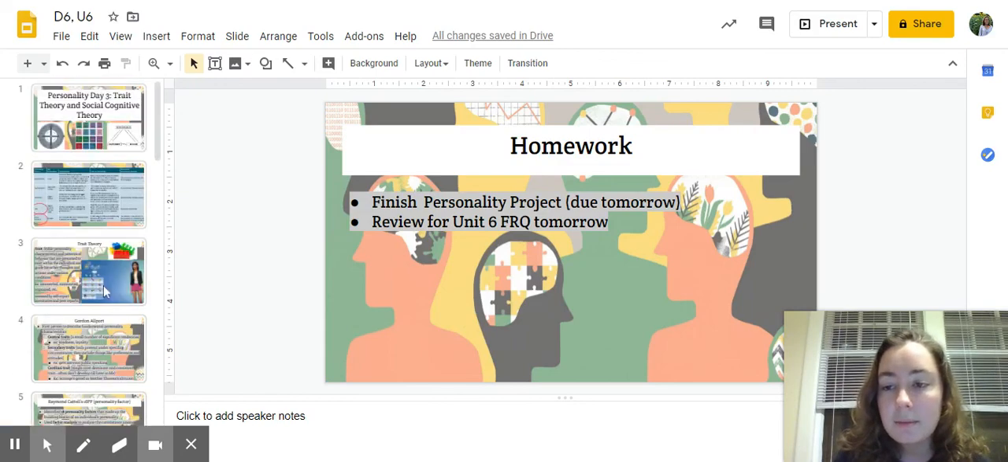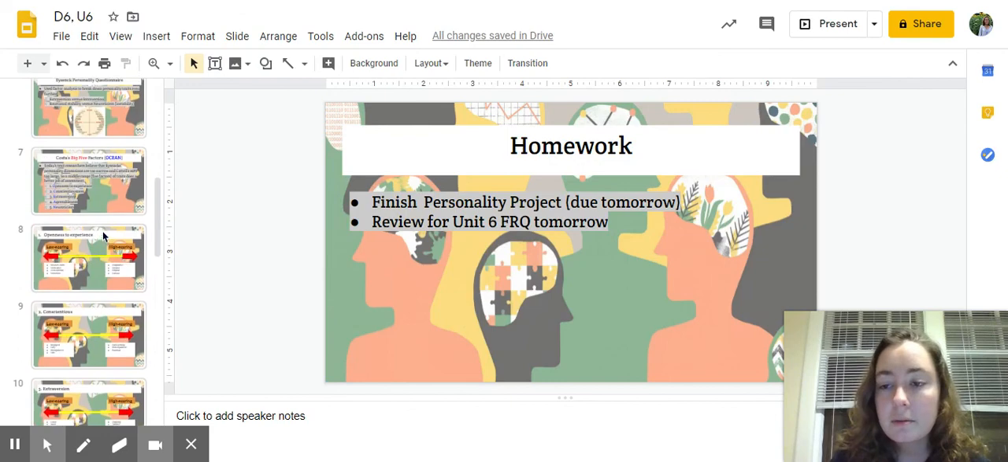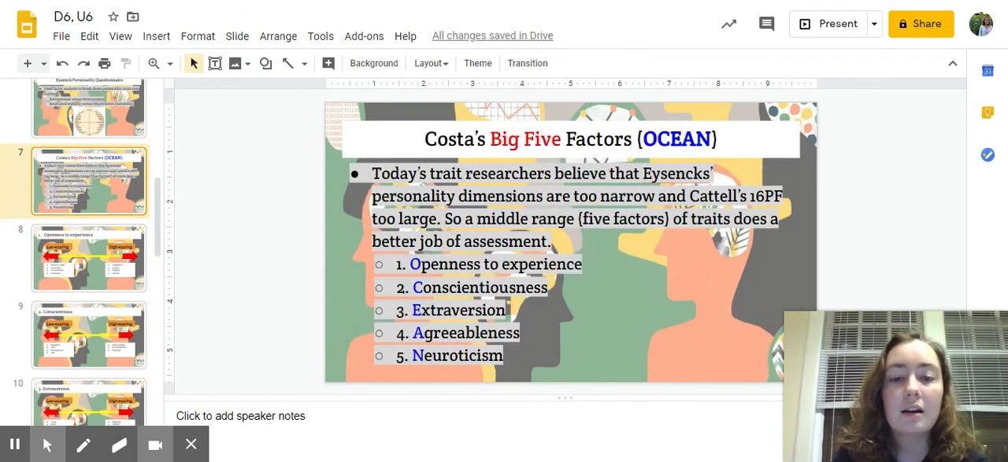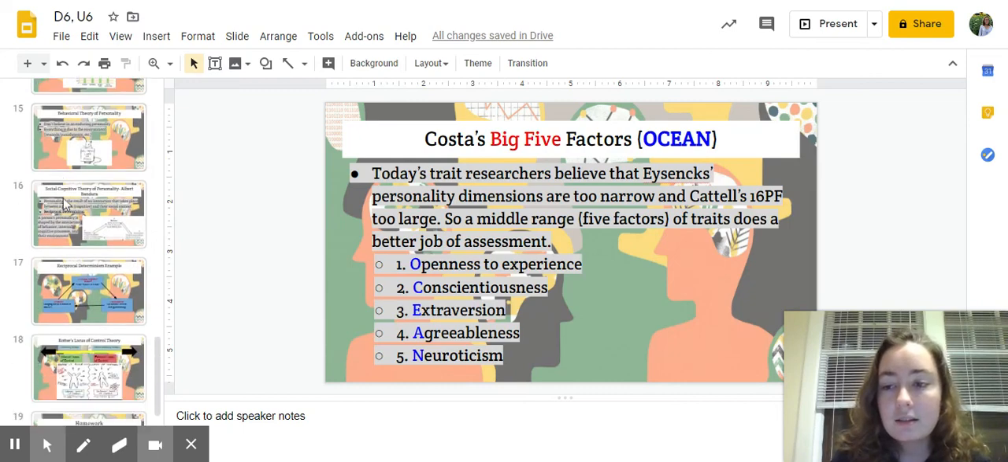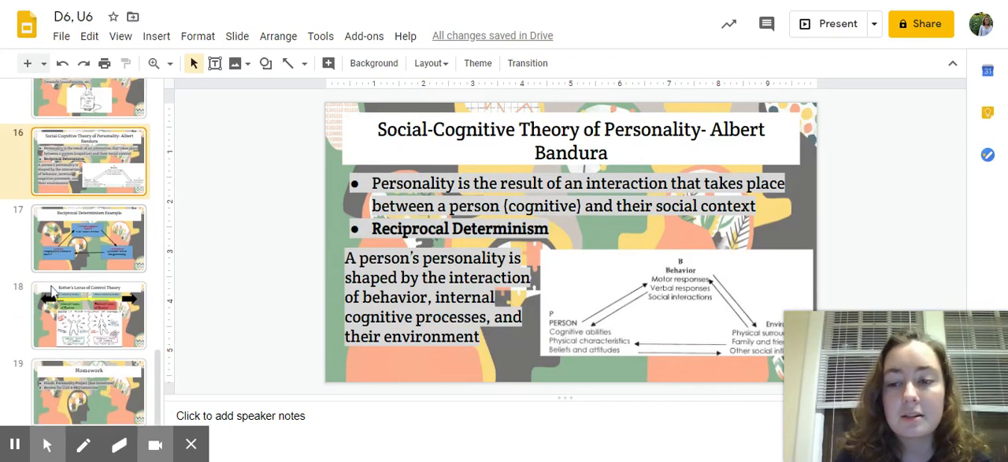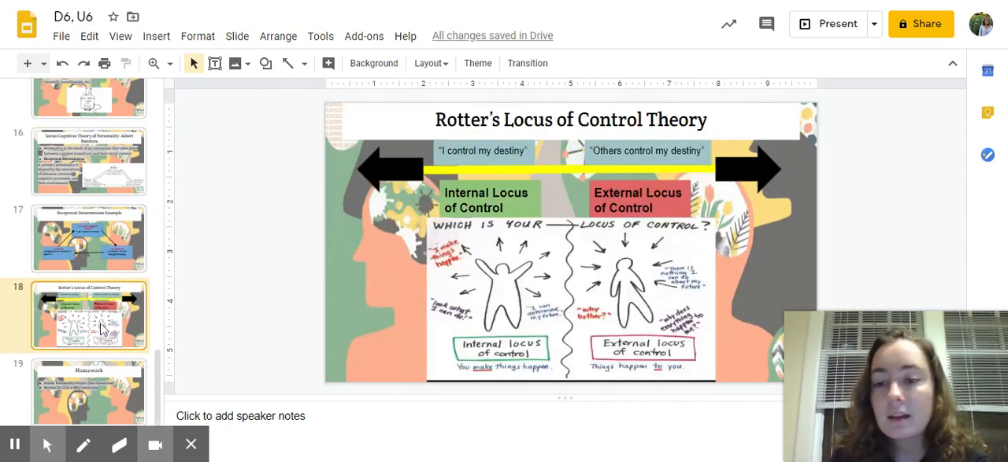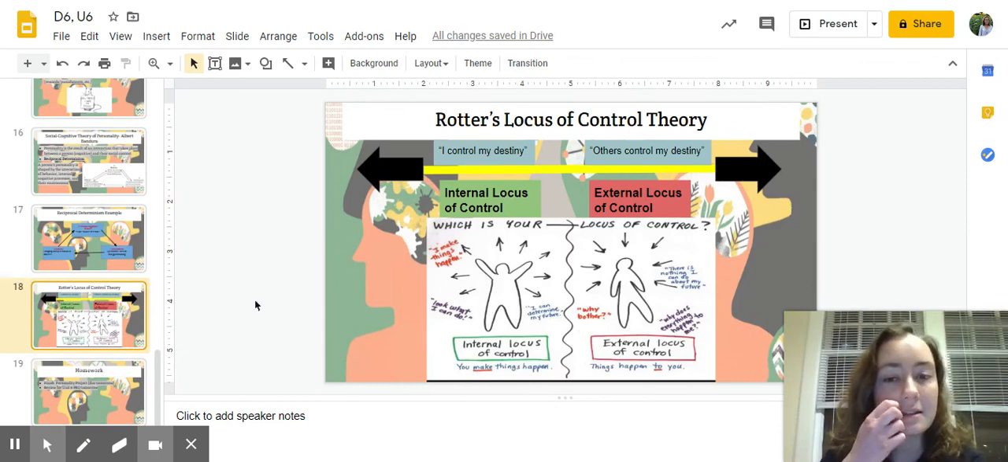So just to recap, the most important thing I want us to know from this is the Big 5 factors. Remember it by OCEAN. Be able to explain and understand what these mean. And then reciprocal determinism is a very important term with Bandura and social cognitive theory. And then locus of control. So those are the 3 things that I really want us to take home with us after today.